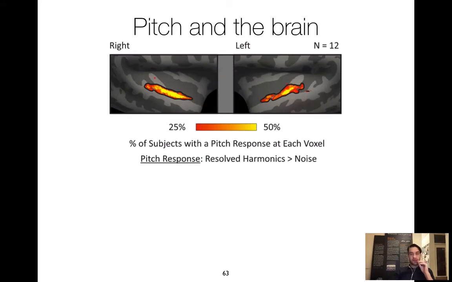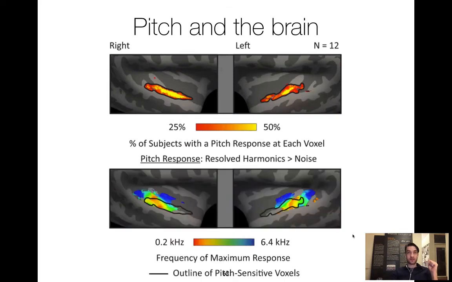Now, it turns out, though, that this pitch area of the brain is not necessarily the next step after primary auditory cortex. In an interesting way, it actually overlaps with primary auditory cortex. And that's what this looks like here. So now what I've done is I've outlined these pitch regions up here in black. And then what I'm showing you here with these rainbow-type things actually is primary auditory cortex.